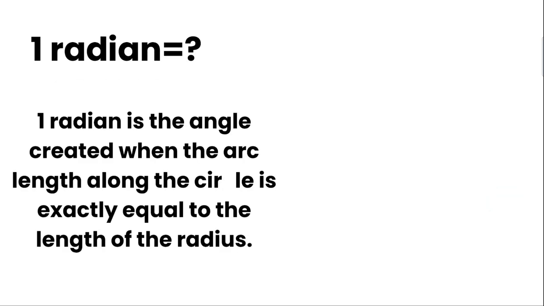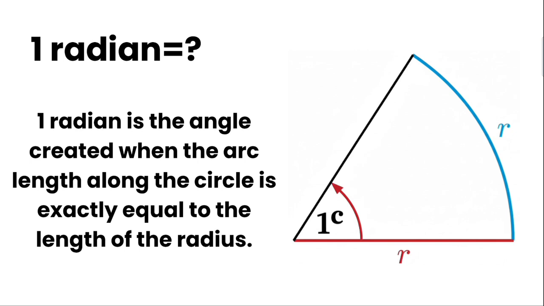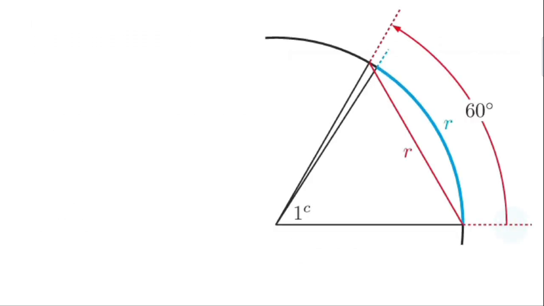We found how much pi radians is, but how much is 1 radian? As you see here, 1 radian is the angle created when the arc length along the circle is exactly equal to the length of the radius, which you can see on the image. And as you can see here, the arc length, which is the blue line, is shorter than the red line. This happens because 1 radian is slightly smaller than 60 degrees.